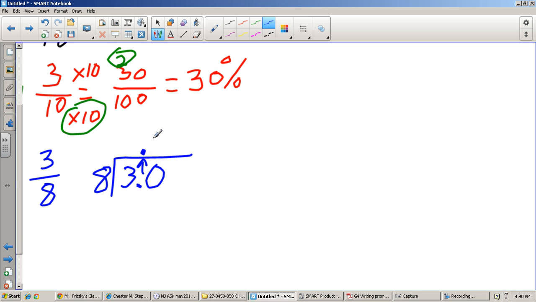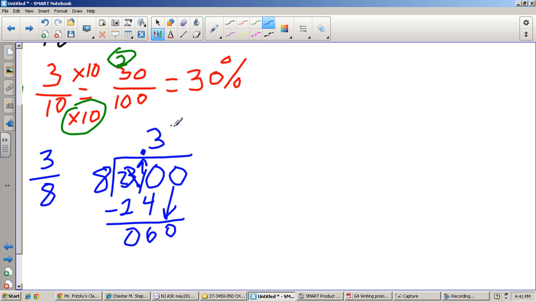8 goes into 30 3 times. 3 times 8 is 24. Subtract. I have to borrow here because I cannot take away 4 from 0. So that becomes a 2. Make this a 10. 10 minus 4 is 6. 2 minus 2 is 0. I bring down another 0.